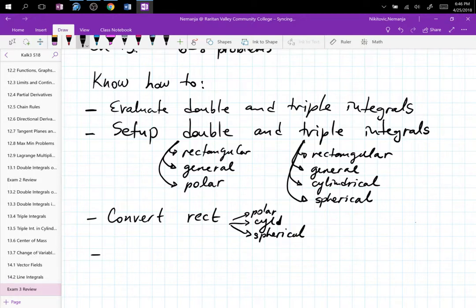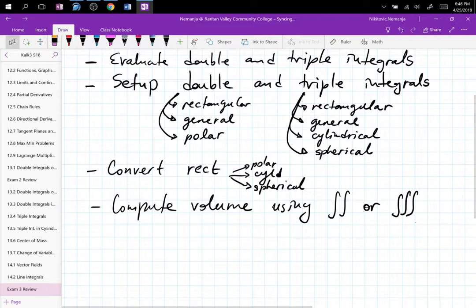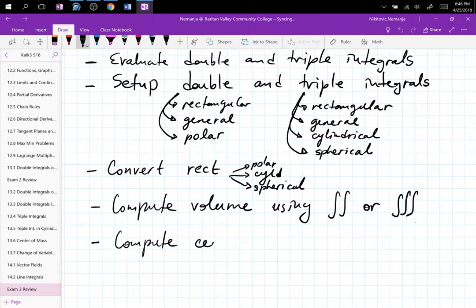Now, know how to compute volume using double integrals or triple integrals, and we'll discuss that. Know how to compute center of mass, formulas given.